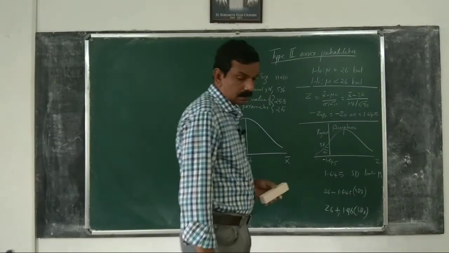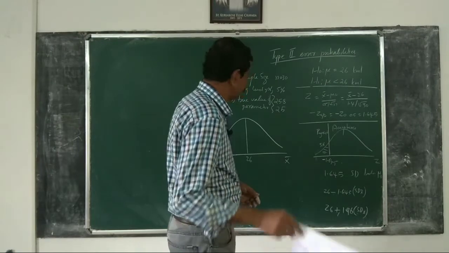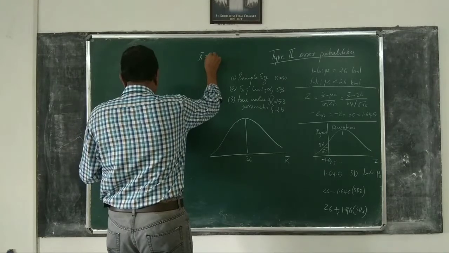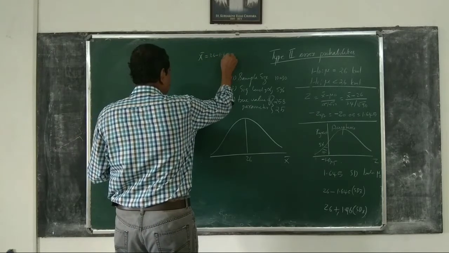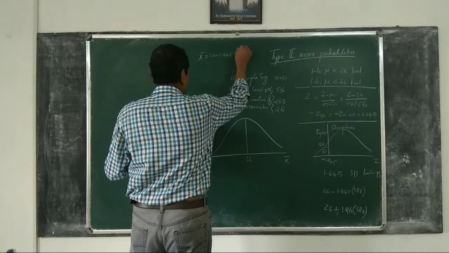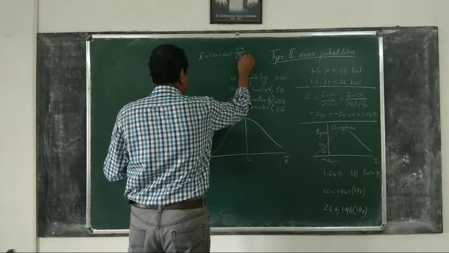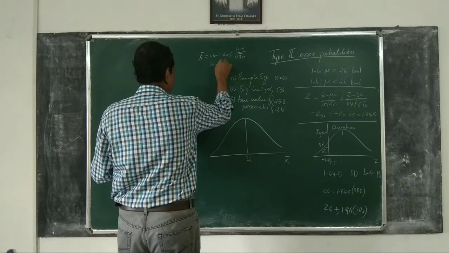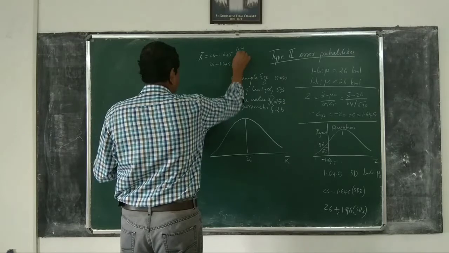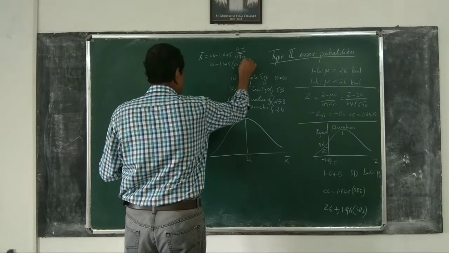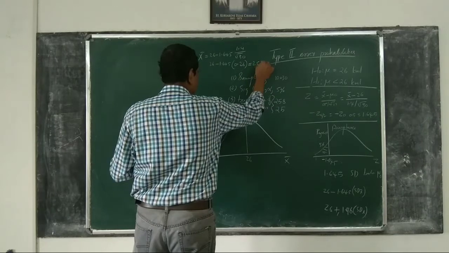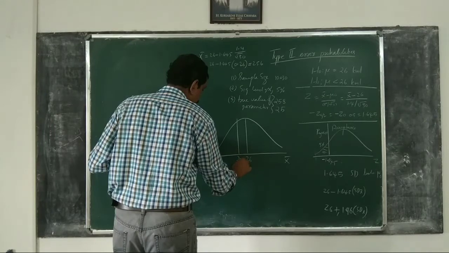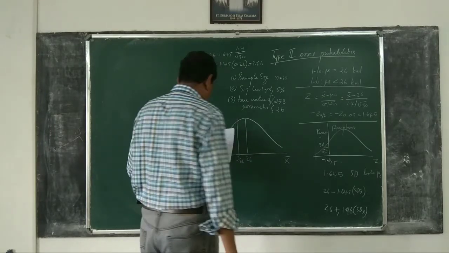Now using this, we have x bar is equal to 26 minus 1.645 into 1.4 by root of 30. The value is equal to 26 minus 1.645 into, this is 0.26, is equal to 25.6.